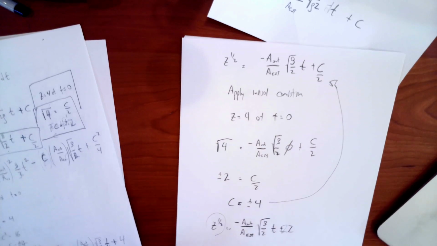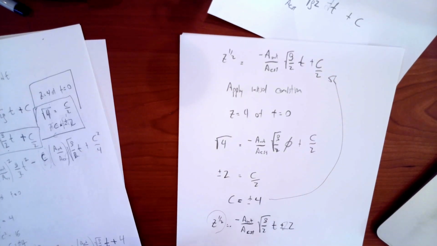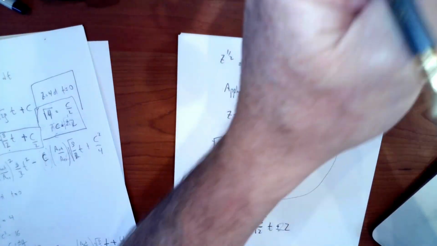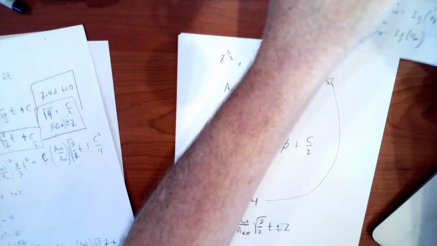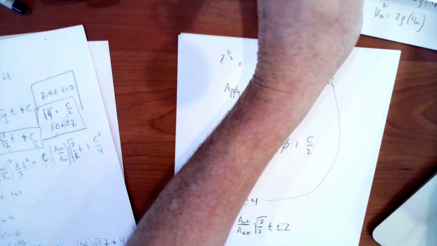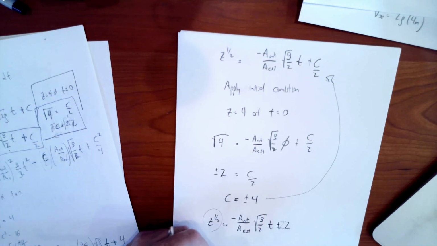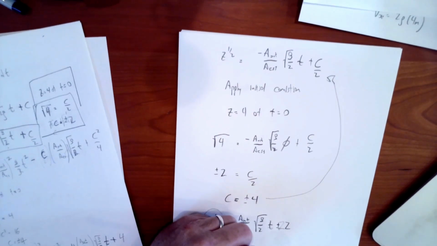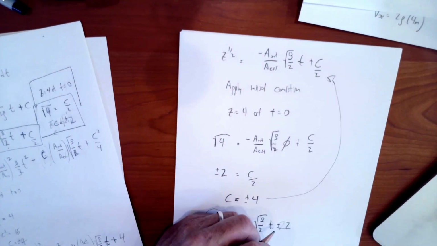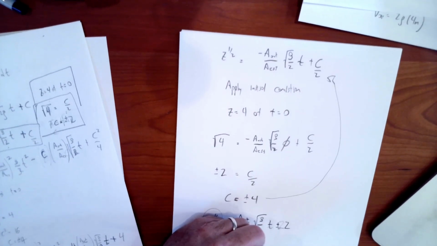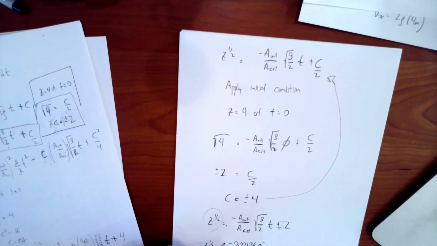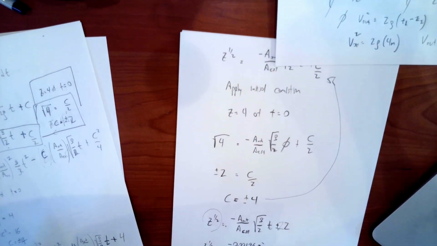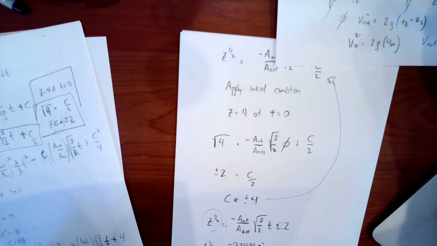Plug in my A outs and my A cross-sectionals. My A out, I don't think we did find A out earlier. Let's see what we found for that. We had A out was equal to something small, 0.00196 meters squared. So z to the 1/2 equals negative 0.00196 meters squared over the cross-sectional area of the tank. Did we calculate that already? I don't remember. Maybe not. So we'll just do it again.